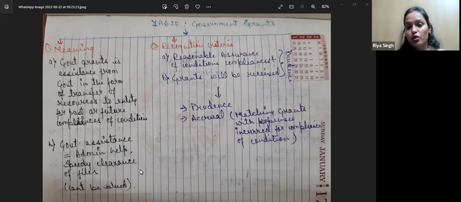Okay. Now what is accrual? Accrual here means whatever expenses we have incurred should be matched with the income or the grant which we have received from the government. There should be a match of expenses and the grant received from the government. So it is basically based on prudence and accrual. Now we will talk about the types of grants. According to the type of grant only, their measurement will be done.